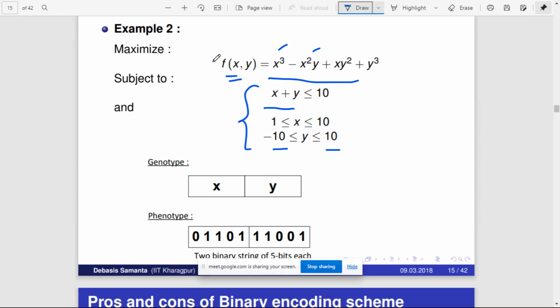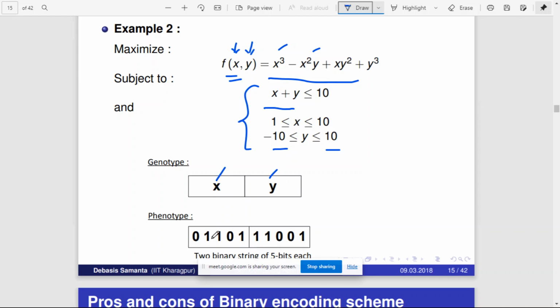Here we want to maximize this function. That is, we want to identify for which values of x and y this function will produce the maximum output. That's what we want to find, given these constraints. What are the constraints? x plus y should be less than or equal to 10, x should be between 1 and 10, and y should be between minus 10 and plus 10. So here the genotype includes two variables, x and y. It is not one variable. There are two variables, right?